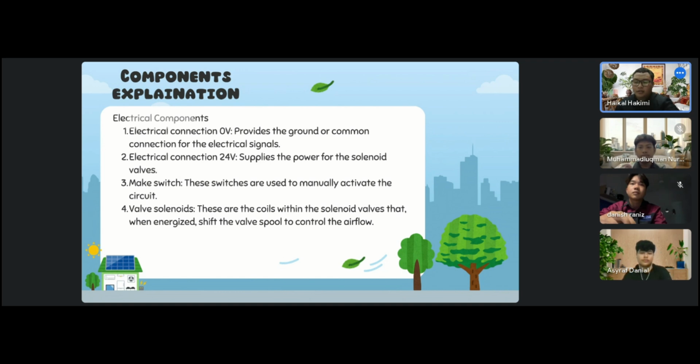For the third, make switch. These switches are used to manually activate the circuit. The function of the make switch is that these are manual switches that can be used to turn the circuit on and off. Their role in the circuit is that they allow for manual control of the system, bypassing the automatic control if needed.